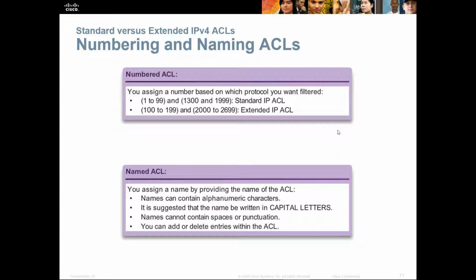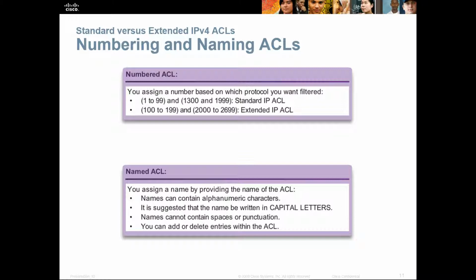What happens if you want to name your ACLs? You can assign names by providing the name in the ACL. Normally, you want only alphabetic letters, no numbers, and you want to capitalize them. You don't want any spaces or any punctuation, and that's how that ACL will be identified, based off of its name instead of its number.